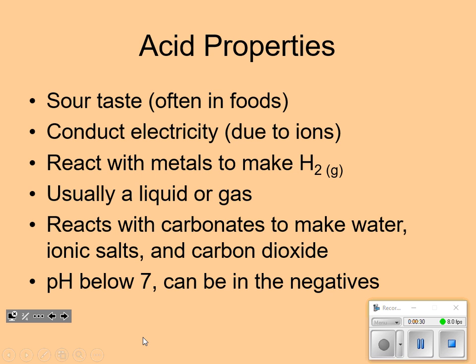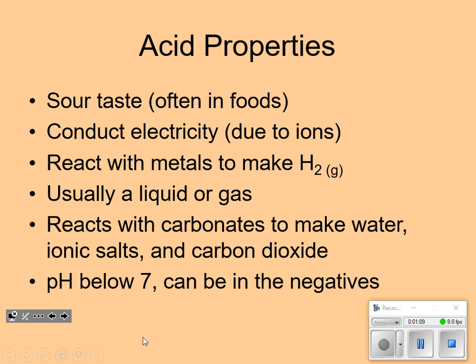One of the things that we will be discussing a little bit more is how acids can conduct electricity. Think of the term battery acid. But really, why they conduct electricity doesn't have to do with the acidic property as much as acids will be able to create ions in solution. Next, metals will react with an acid to make hydrogen gas. Acids are usually found in a liquid or the gaseous form. One of the things in Chem 1 we tried to show you is that when acids react with carbonates, they will make water, ionic compounds, and carbon dioxide.